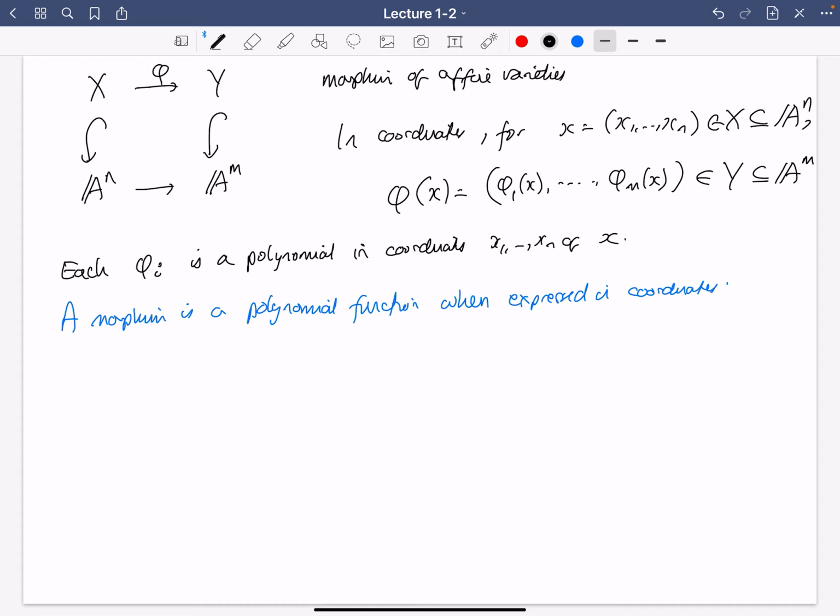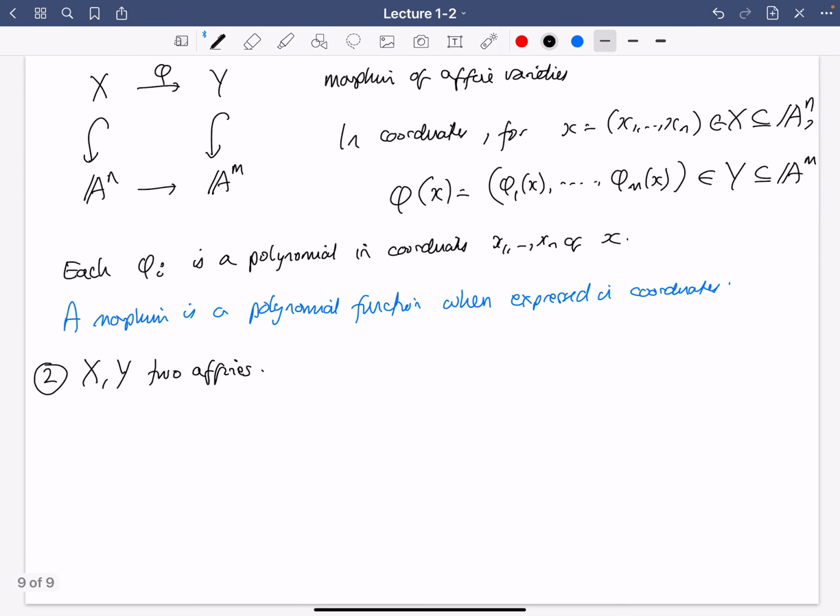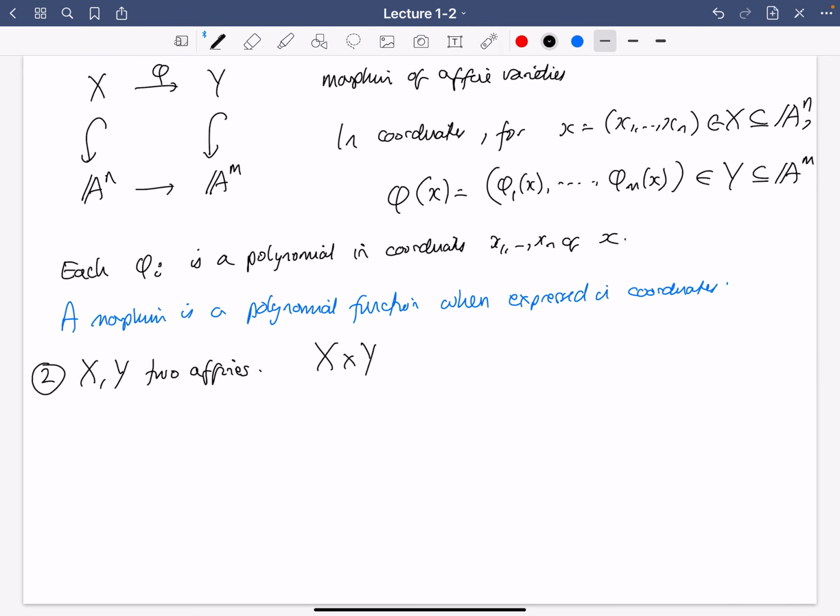Okay, so that was the first construction, the construction of new affine varieties out of old by just passing to closed subsets. Second construction: let's suppose you've got two affine varieties x and y. Then x cross y, the Cartesian product of the sets, is a new set. We want to make it into an affine variety.